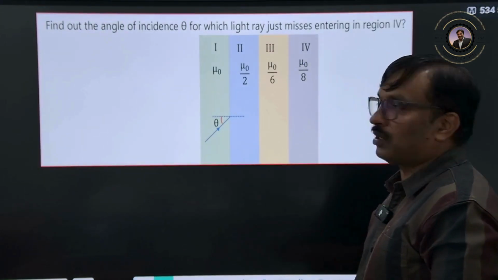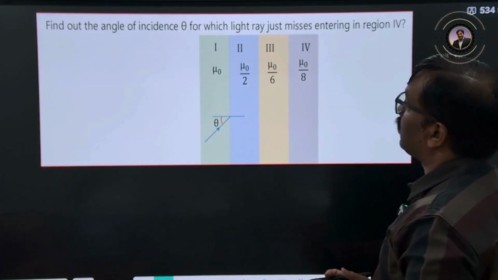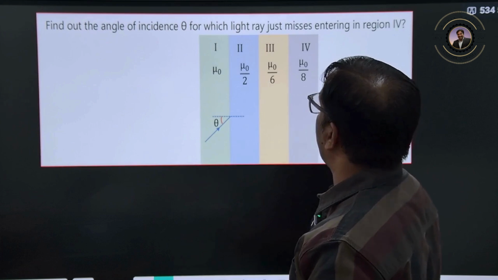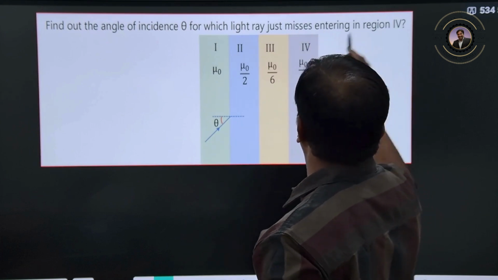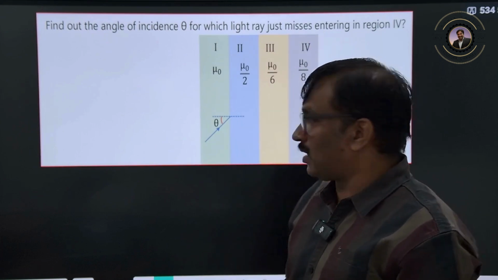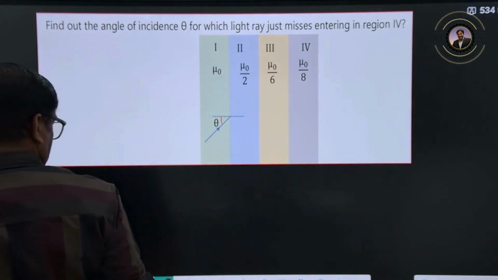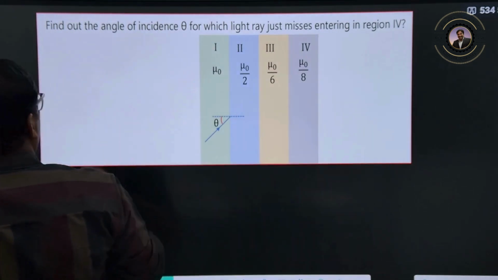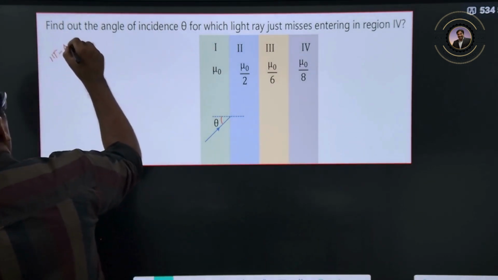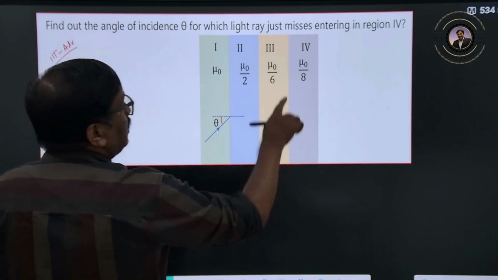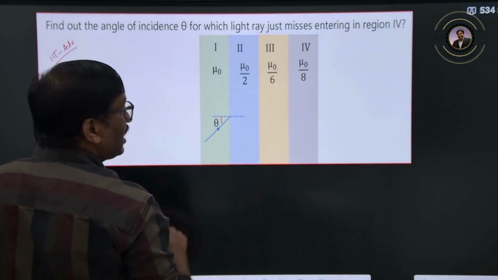So don't get confused by seeing all these different things. Find out the angle of incidence, theta, for which the light ray just misses entering the fourth region. It should not enter. This is one of your IIT Advanced questions. So very simple one, no? See, it's not entering into this one, therefore it just misses entering.